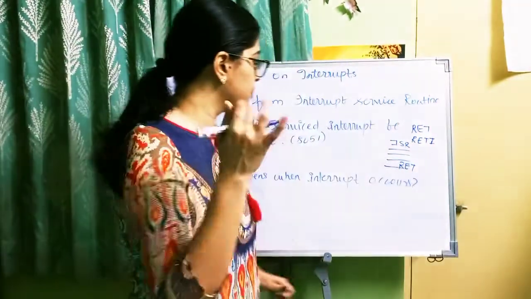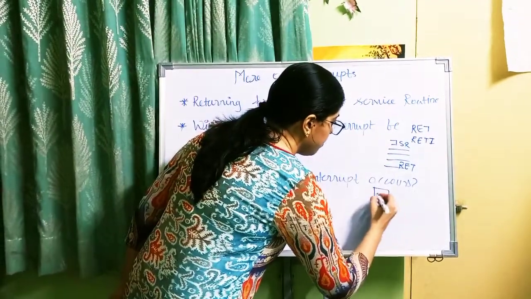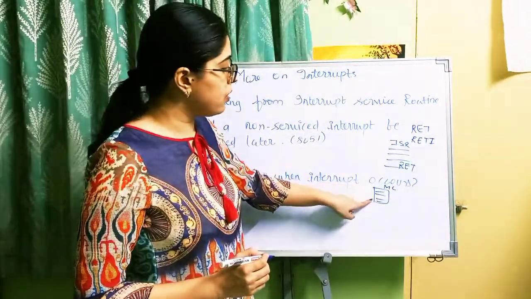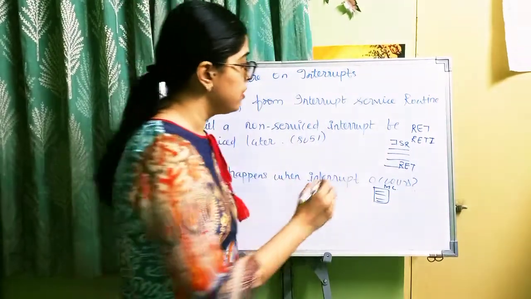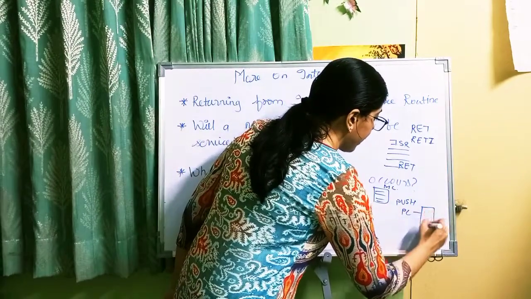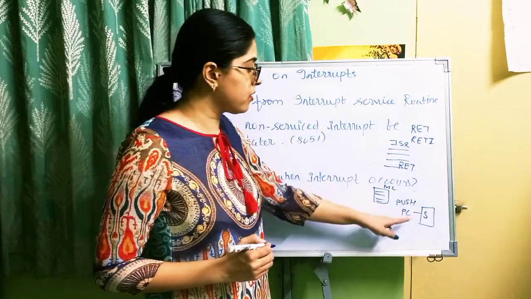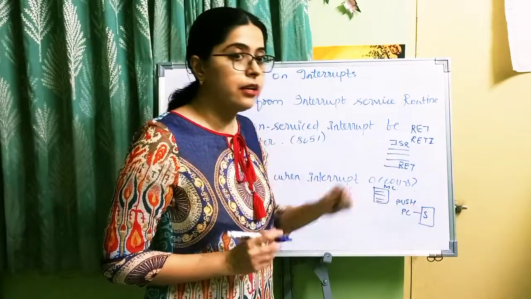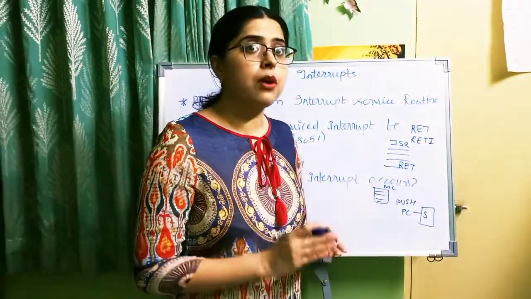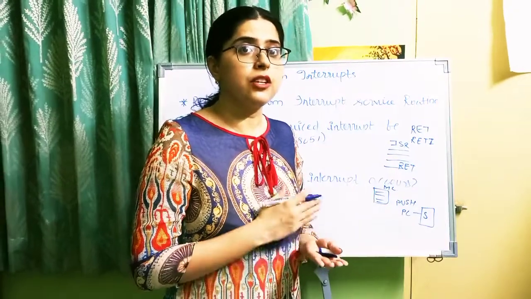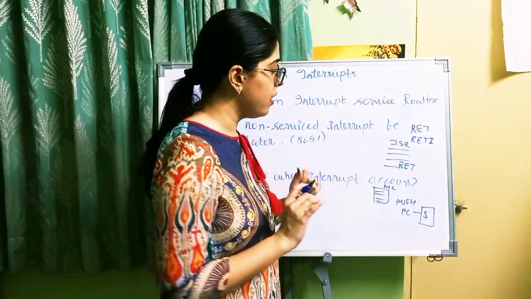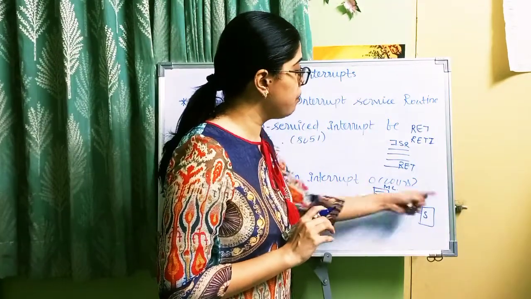See, suppose this is the main program. I'll tell you. Suppose this is the main code. I'll write it as MC. Now suppose the microcontroller is executing the main code. First it will push the program counter content to the stack. This is S. I have denoted the stack by S. It will push the program counter content to the stack. It will push the PSW register content to the stack. PCL, the program counter low byte, is pushed first and PCH, the program counter high byte, is pushed second. Okay. So in this way the contents of the program counter register are pushed to the stack.